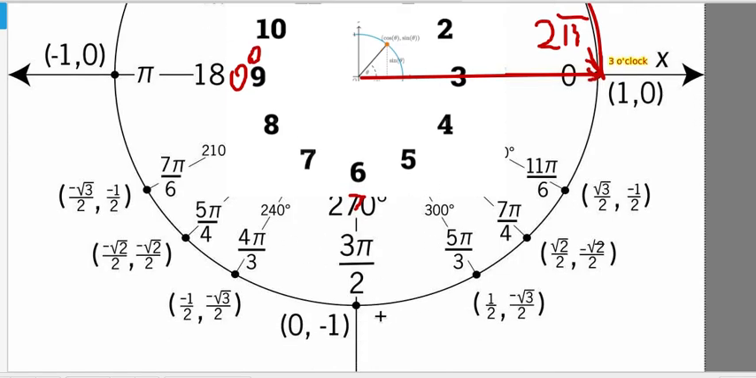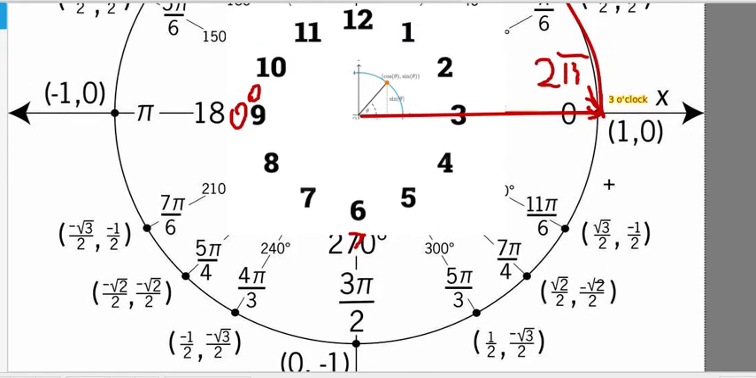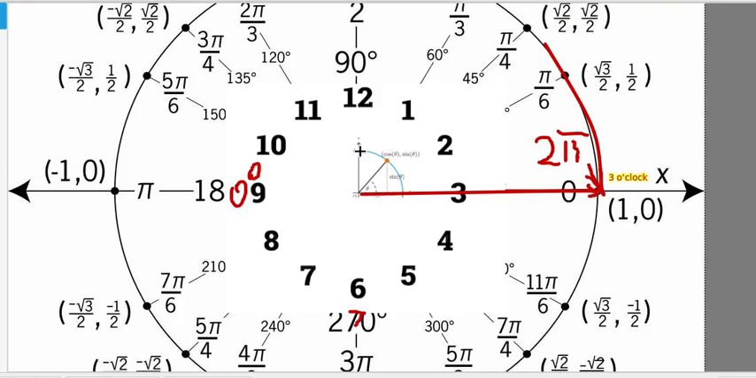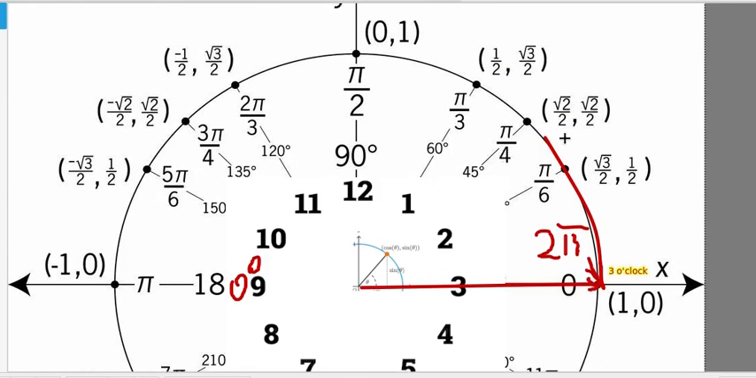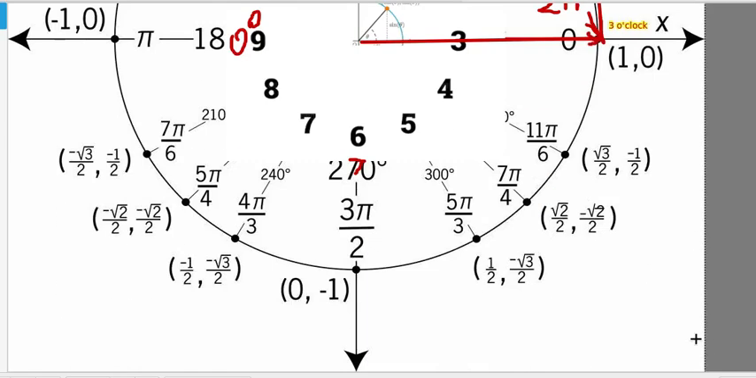Intermediate angles. 1:30, 45 degrees or pi divided by 4 radians, coordinates square root of 2 divided by 2, square root of 2 divided by 2. 10:30, 135 degrees or 3 pi divided by 4 radians, coordinates negative square root of 2 divided by 2, square root of 2 divided by 2.